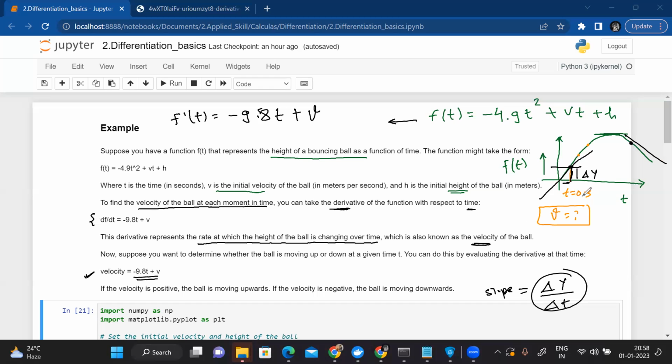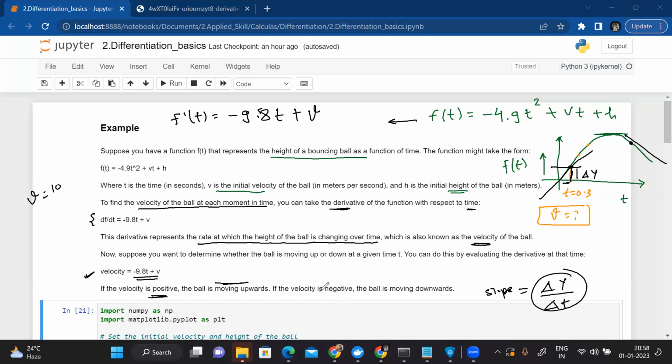Okay, so if you are passing 0.3 in this equation, and let's suppose your initial velocity is 10, based on that you will get the velocity. So if the velocity value is positive, that means what? The ball is moving upward, otherwise it is going downward.